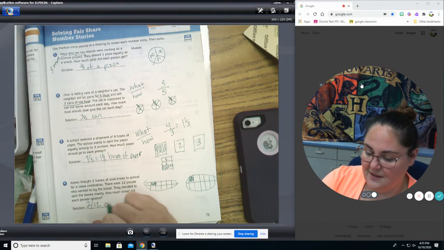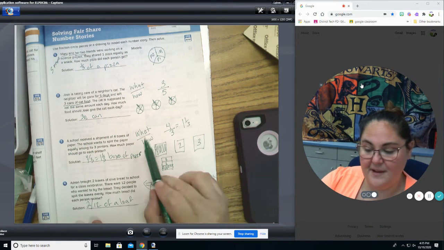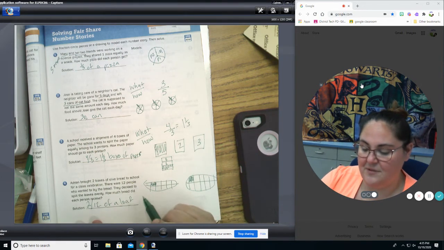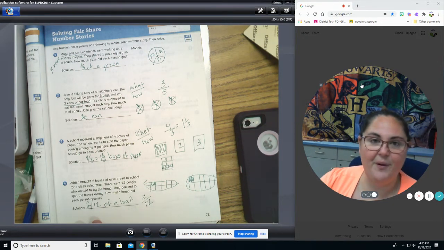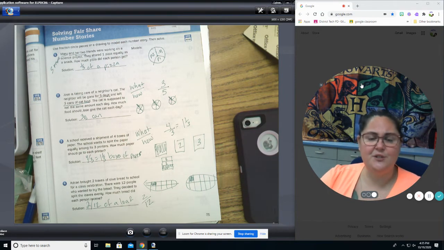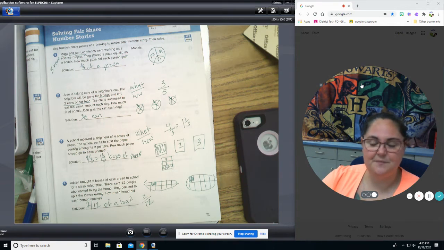2/12 of a loaf. Again, going back to my what over how, what am I dividing? I'm dividing my bread. How am I dividing it? By people. What over how? That's an easy way to do sharing. It's an easy way to figure out your answers with these. That is it for the lesson 1.1, solving fair share story problems.